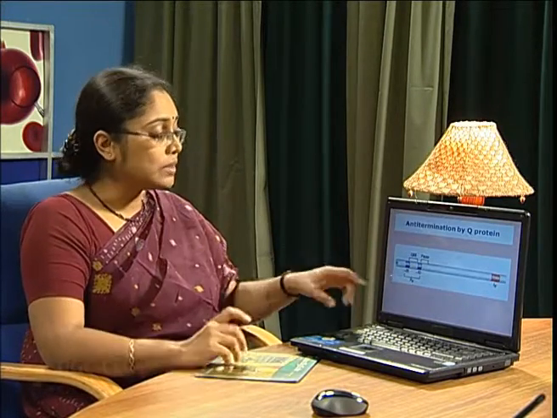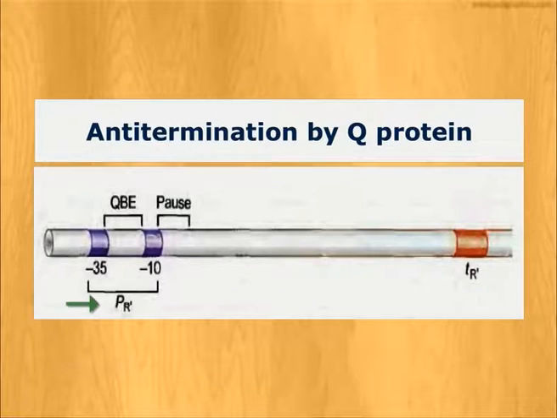E. coli RNA polymerase starts transcription from the PR prime promoter, and it will continue transcription up to 16 nucleotides. Then it stops because it confuses this pause site with the promoter site. That is, the pause site has a sequence similarity with the promoter site. The sigma factor is still with the RNA polymerase.